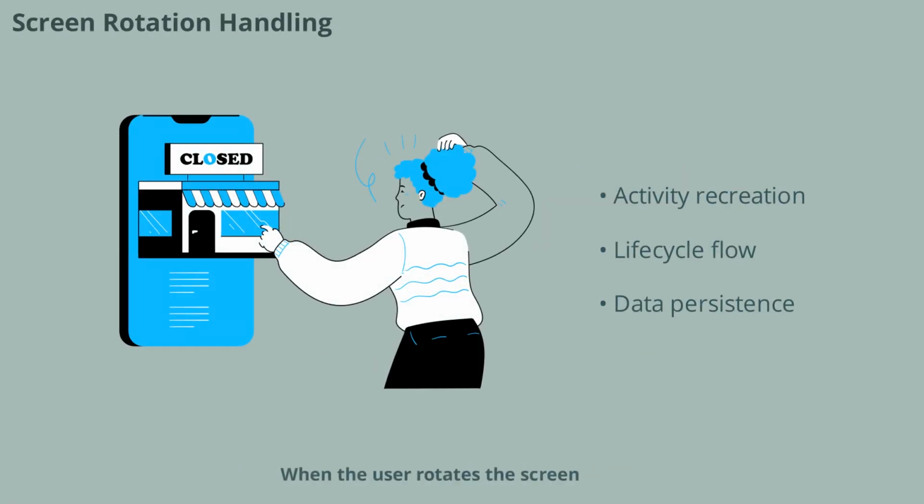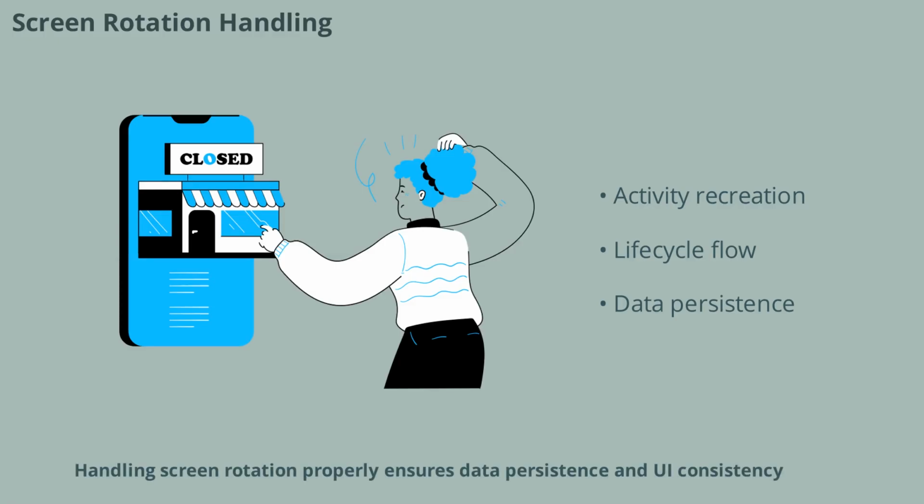When the user rotates the screen, the current activity instance is destroyed, and a new instance is created in the new orientation. onRestart is invoked first, followed by other lifecycle methods. Handling screen rotation properly ensures data persistence and UI consistency.